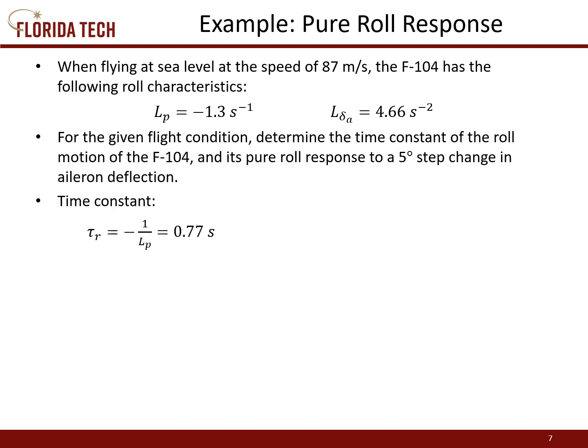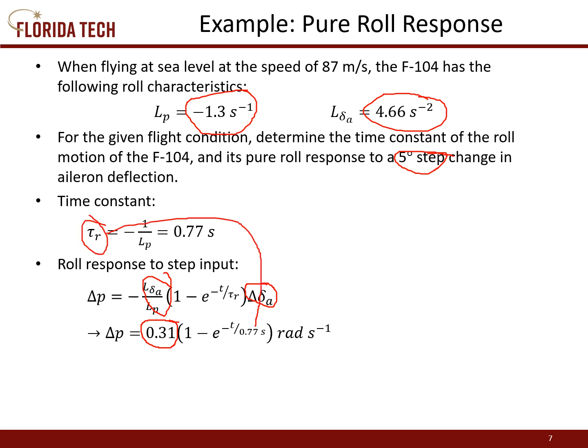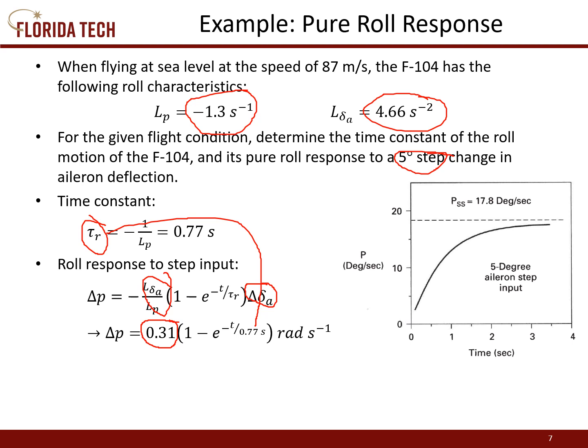We know that the roll mode time constant is given by that formula, which is going to be 0.77 seconds. And we know our roll response to the step input, once we start substituting the variable values into these two. Then we put our 5-degree step in here, but change the units to radians. When we take these constants and that 5-degree step in radians, it results in an overall number of 0.31. Then we take the tau value from here and put it right there, and that gives us our time response.